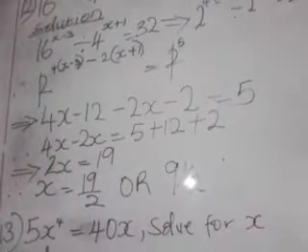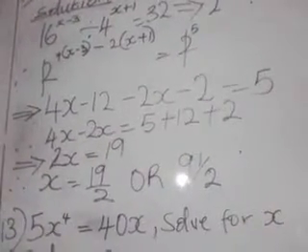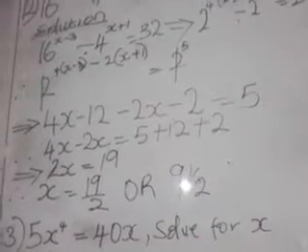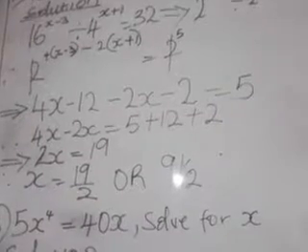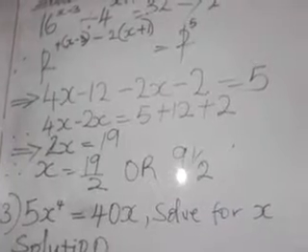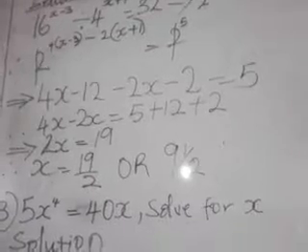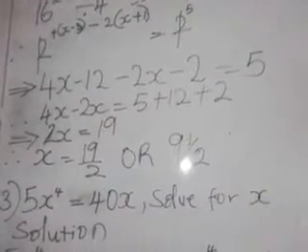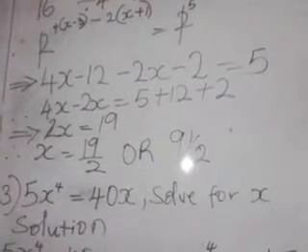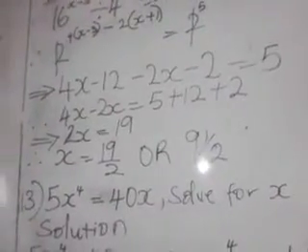Now that we have 2 on the left and 2 on the right, we cancel them. So we are left with 4 times x gives me 4x. 4 times minus 3 gives me minus 12. Minus 2 times x gives me minus 2x. Minus 2 times plus 1 gives me minus 2, equal to 5. So what I have now is 4x minus 12 minus 2x minus 2 equal to 5. So what I now have is 4x minus 2x equal to 5 plus 12 plus 2.